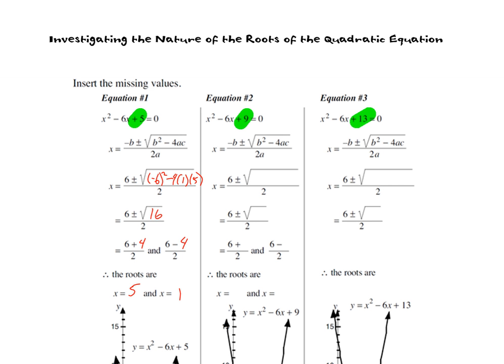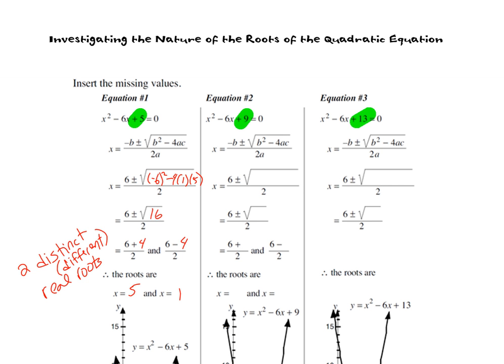I've got 2 different answers. And these 2 numbers are real numbers. So we've got 2, I'll call them distinct, which is really just meaning different, real roots.